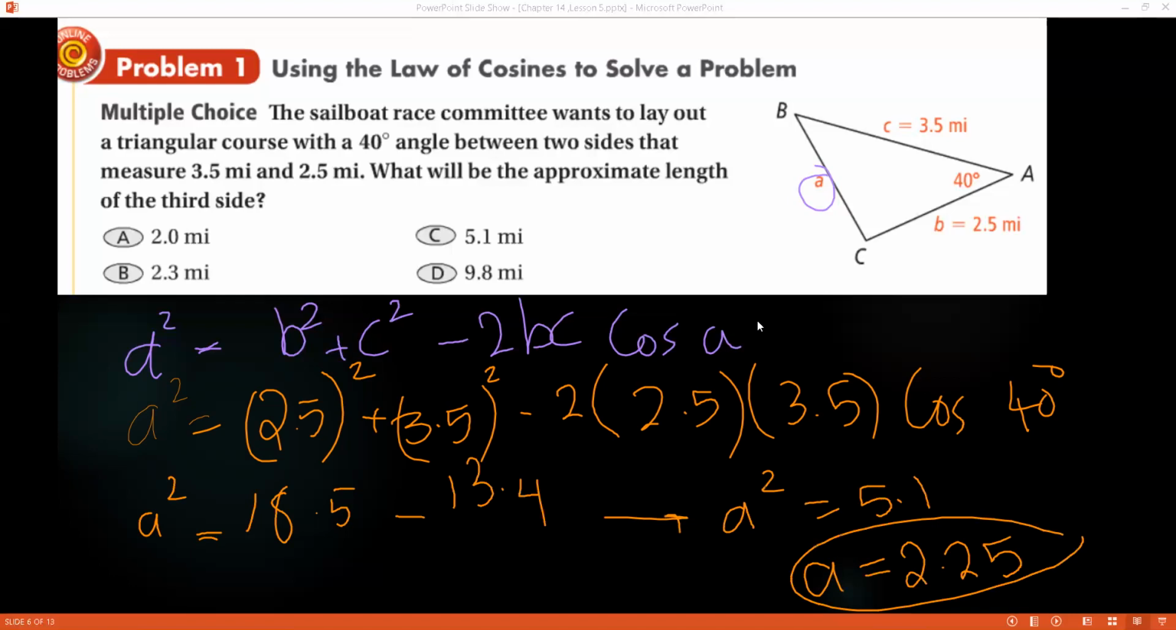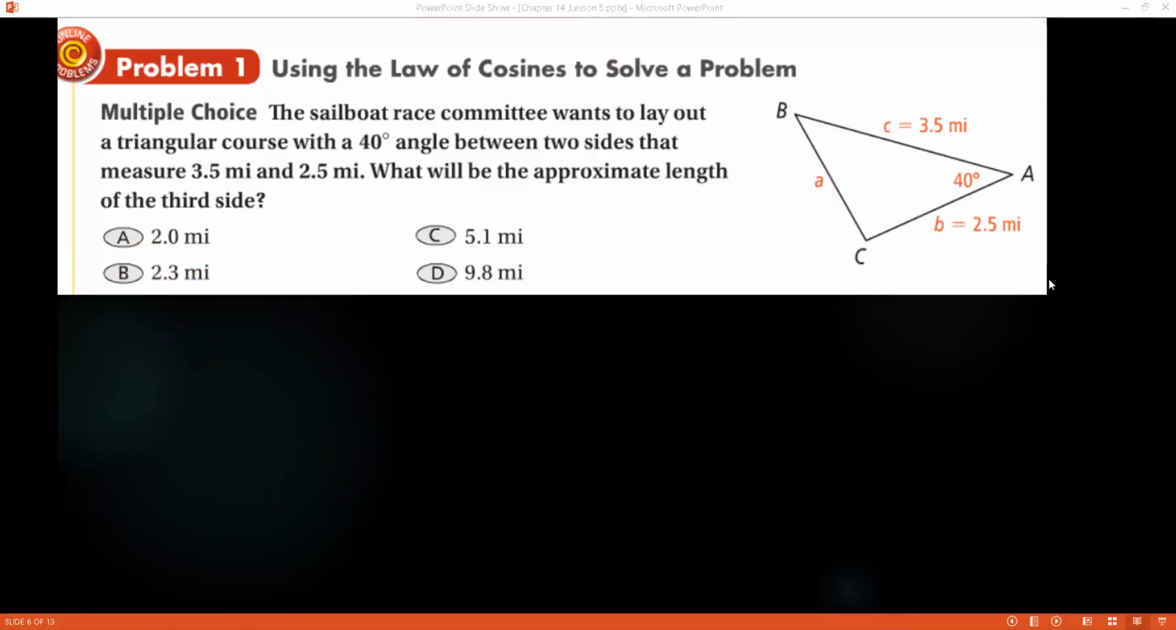So here the measure of the side A is 2.25. As we see, we have two sides with an included angle, so we have to use the law of cosines. Is it clear? Yes. Yeah.